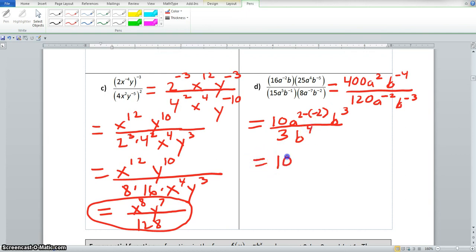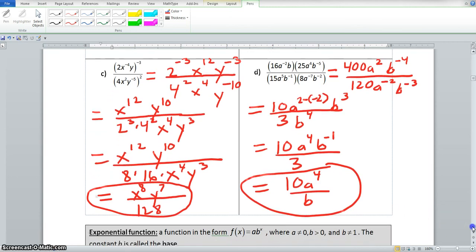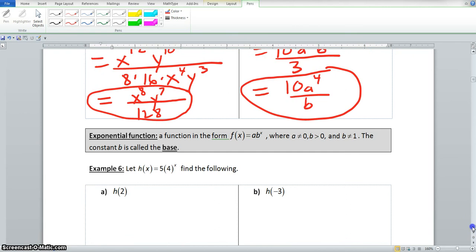Now, we will have 10 a to the fourth, and then we would end up with b to the negative 1 all over 3, because we know 3 minus 4 would give us negative 1. And since we have this b to the negative 1, we know that b goes in our denominator. So we have 10a to the fourth all over b. You don't have to write b to the first power. You could just leave it. That's just b.